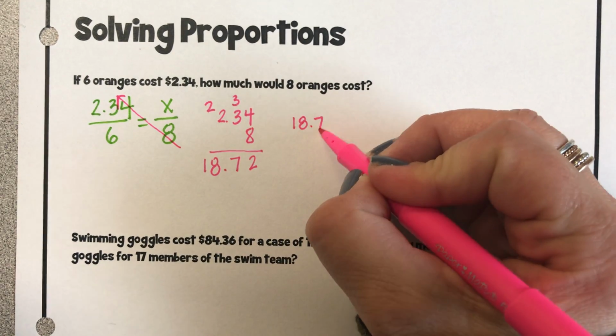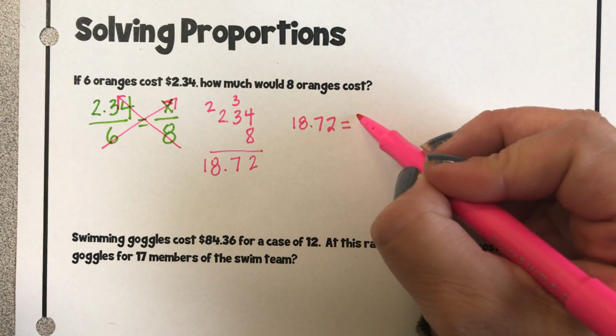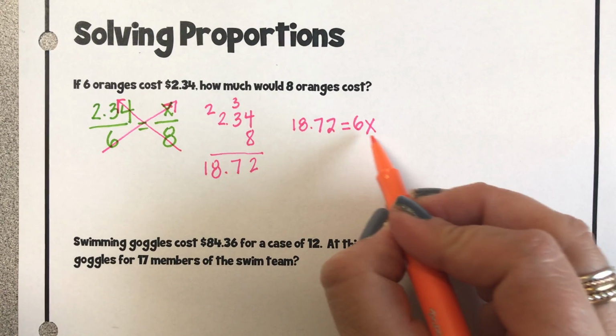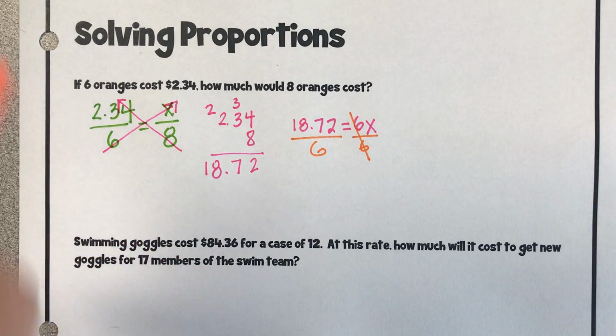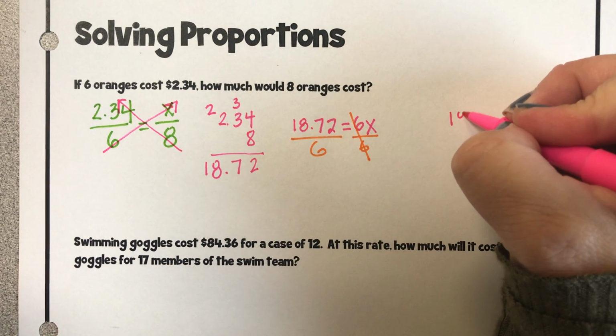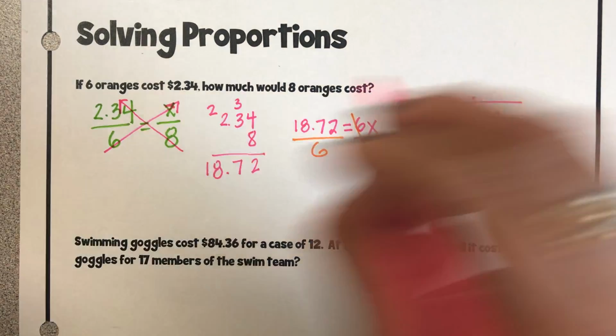So $18.72 equals 6 times x, which is 6x. So now it should look like a pretty basic equation, like what you've done a ton of times. So we're going to take this 1872, and we're going to divide both sides by 6 because I want that to cancel. So now over here to the side, I'm going to do 18.72 divided by 6.